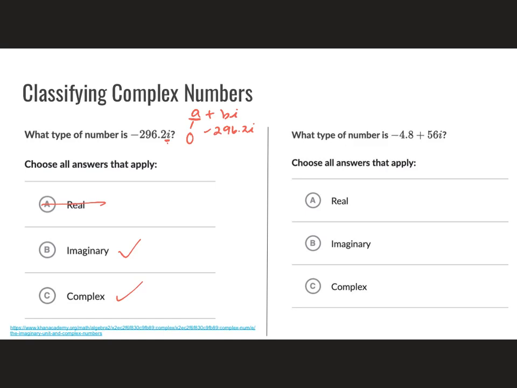Let's see what type of number negative 4.8 plus 56i is. Looks like we have a real part, and we also have an imaginary part because of this i value. So in this case, it would just be a complex number. When we're summarizing, classifying complex numbers, we can see that all numbers can be classified as complex numbers, but not all numbers can be classified as real numbers or imaginary numbers.